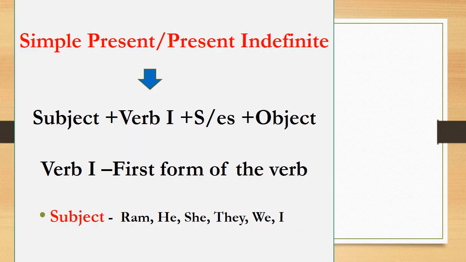Now let us see the structure. For any tense, there are three things you have to remember: subject, verb and object. First, you have to write the subject in the simple present tense. After writing the subject, you have to use the first form of the verb. I have written here verb 1, which means the first form of the verb. After this, add s or es plus object. For now, don't concentrate on this object. Automatically, we learn to insert the object once you learn how to insert the subject and the verb. What is the subject? What are verbs? I'm going to explain in the later slide.